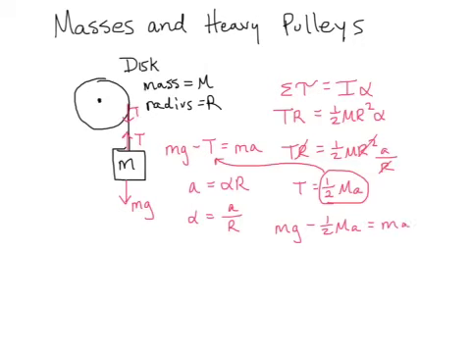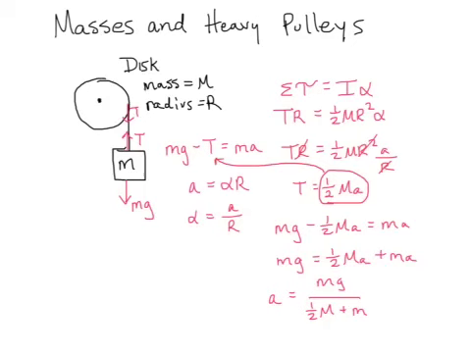And then I'm just going to solve that equation for a. So I've solved that equation by moving both terms with a over to the right-hand side, factoring out the a and dividing. And I see that the acceleration of the hanging mass, which is also the string and the edge of the wheel, would be little m g divided by 1/2 big M plus little m.